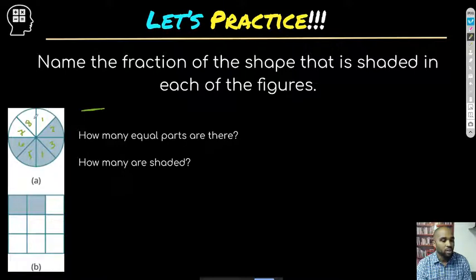3, 4, 5, 6, 7, 8. I know that the denominator is going to be the total of all the equal parts. So this is 8 equal parts. So it's divided. And by the way, you can easily think of this line as divided by.